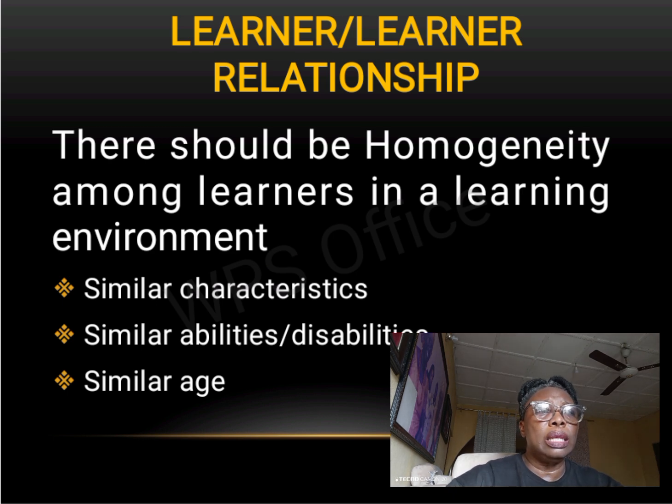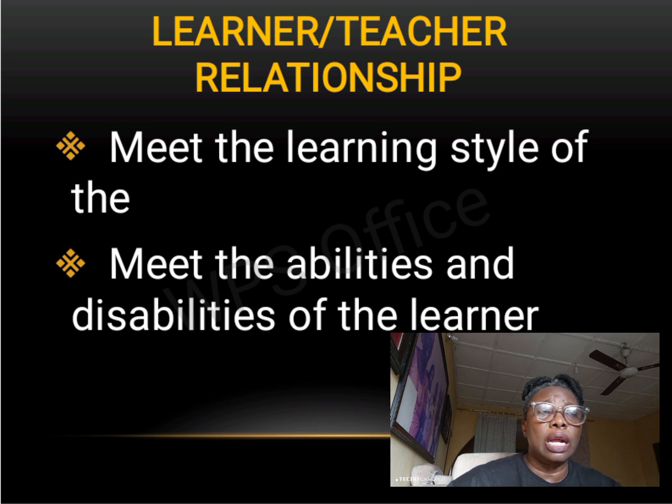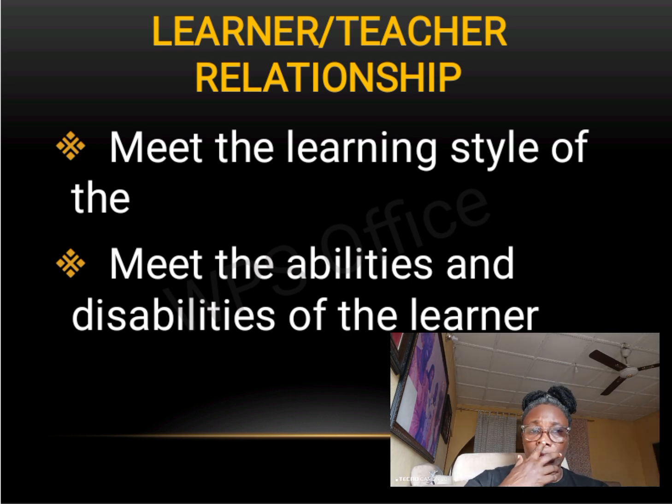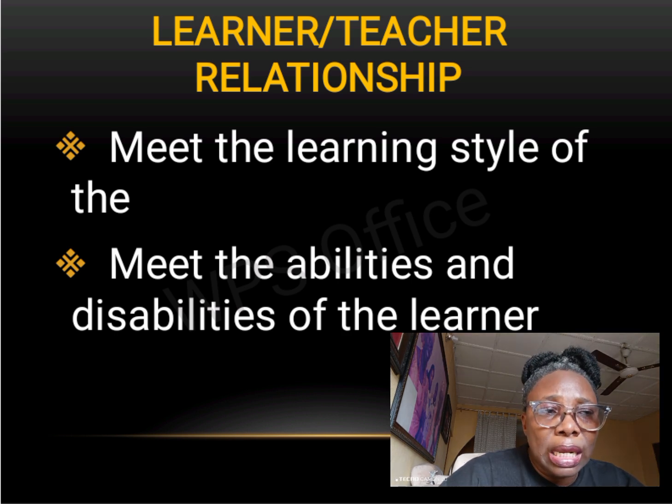Then we have the working relationship between the learner and the teacher, that we call learner-teacher relationship. The teachers we use for a particular group of learners should meet their learning styles. We have various types of learning styles. We have the auditory learners, the kinesthetic learners, the visual learners, and all that. We should use teachers that are good in meeting the needs of these various learners.